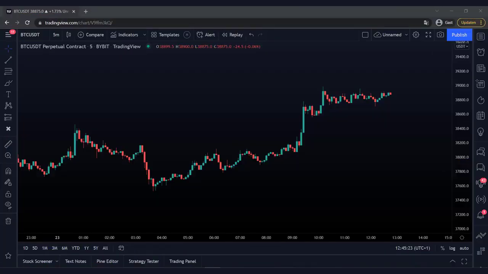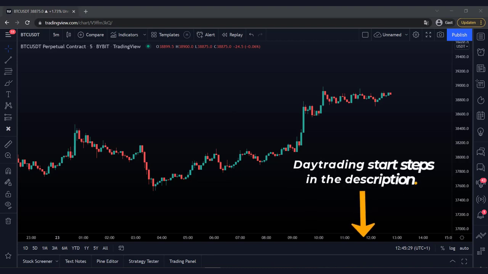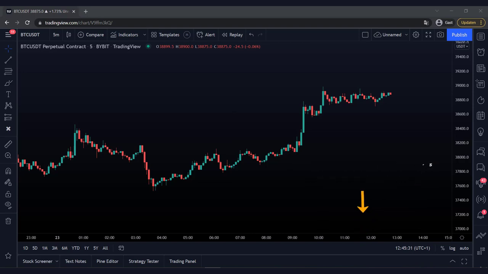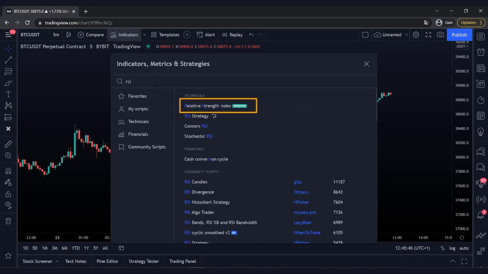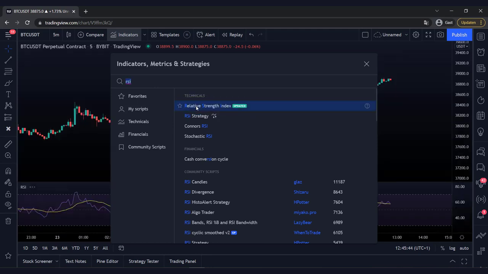Let's first add the RSI to our chart. We'll do this in TradingView. If you're still a beginning trader, first watch our video about the first steps for day trading. You can find it in the description. Press indicators and then fill in RSI. Click on the first indicator and close the screen. You will now see the indicator appear at the bottom of the screen.